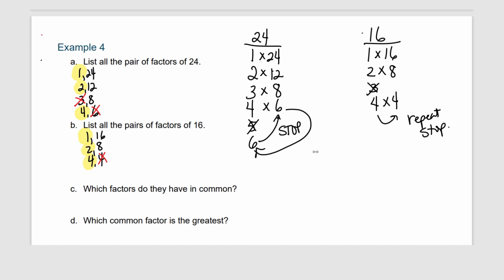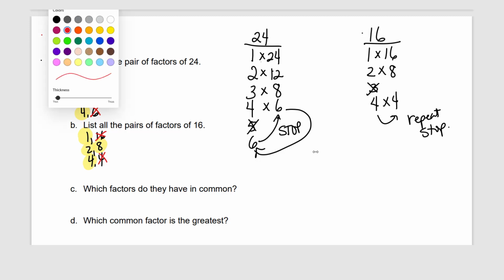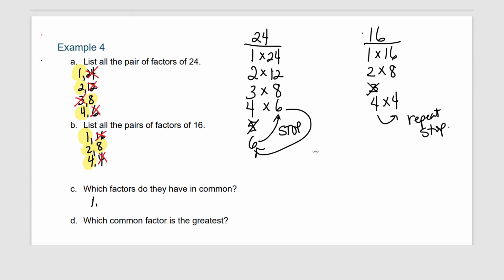6 is not in common. 8, however, is in common. 12 is not in common, 16 is not in common, and 24 is not in common. You see how I went in numerical order? That was just so I make sure that I check everything and don't list anything twice. So 1, 2, 4, and 8 are the numbers they have in common.